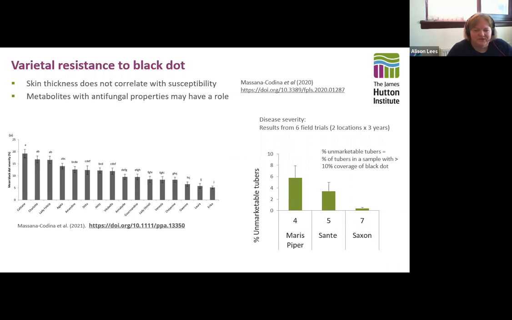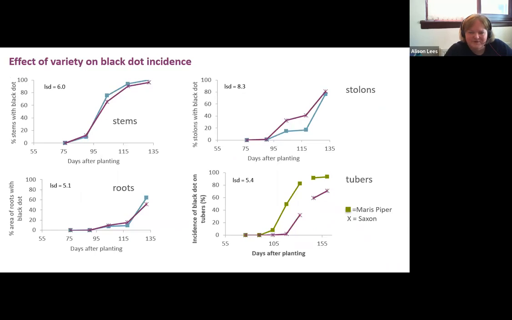In other work looking in more detail at mechanisms of resistance, Masana Cadena recently showed that susceptibility was not correlated with skin thickness, and that metabolites with antifungal properties may have a role. Here we can see that the effect of variety on disease development appears to be greatest on tuber black dot compared with stems, roots, and stolons at a series of sampling dates from 105 days after planting, and again reflects the higher resistance levels seen in variety Saxon, here in purple, compared with Maris Piper in green.